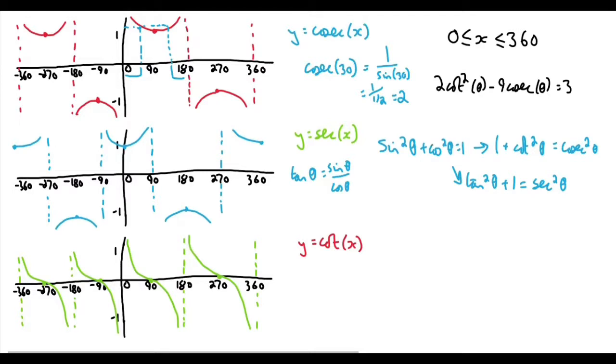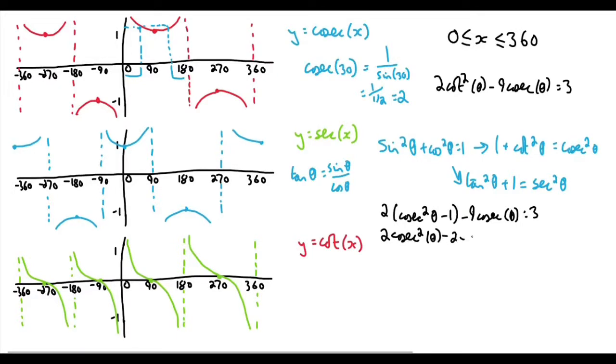So what we can do is replace this with 2 lots, and then to make cot squared the subject, we minus the 1 over, so this becomes cosec squared theta minus 1, and then minus 9 lots of cosec theta equals 3. Just to expand the brackets, 2 cosec squared minus 2 minus 9 cosec theta equals 3.